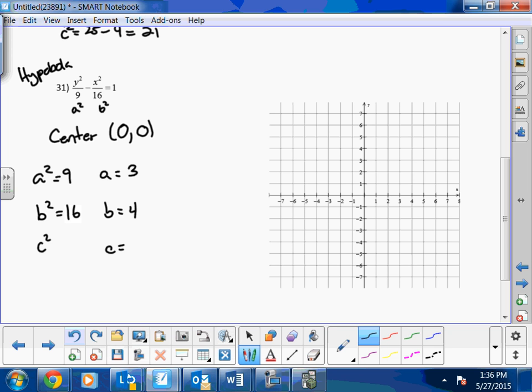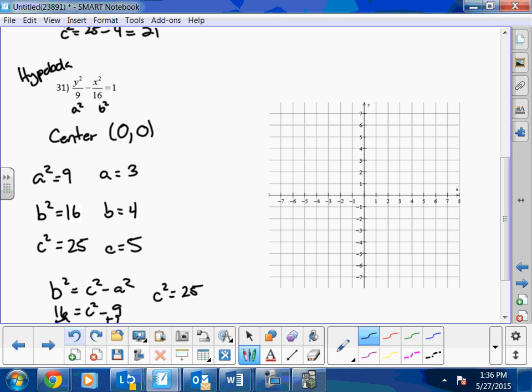B is 4. C squared is going to be found using this equation, b squared is equal to c squared minus a squared. Slightly different. Now, in this case, b squared is 16. It's going to be minus 9, so we're going to add 9. C squared is going to be actually equal to 16 plus 9, which is 25. This is 25, which means that this is 5.